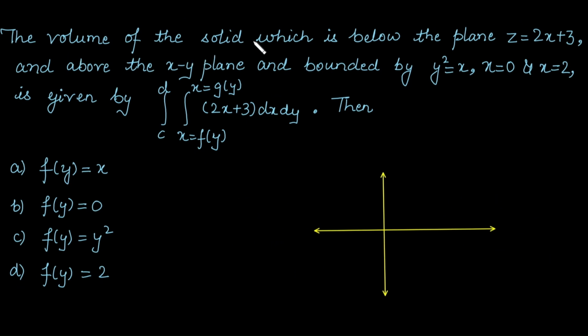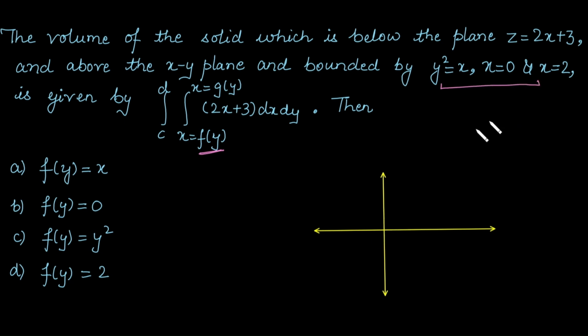Next is the volume of the solid which is below this plane and above the xy plane, bounded by these three curves given by this. Then what is the value of fy? Where is fy? That is the lower limit of x. So here we do not need to calculate the volume, we only need to find this limit fy. The function given is z is equal to 2x plus 3. Find the limit that is calculated from these curves.